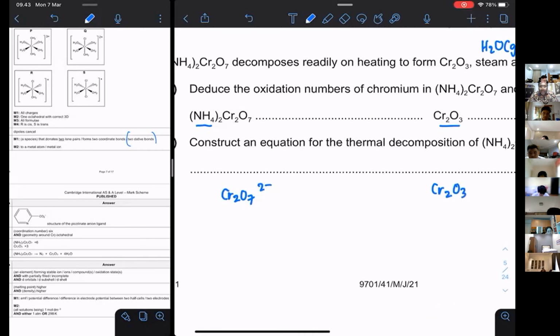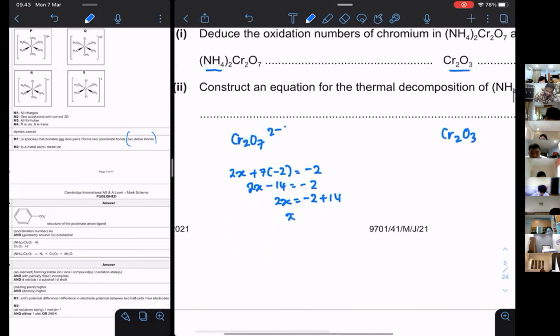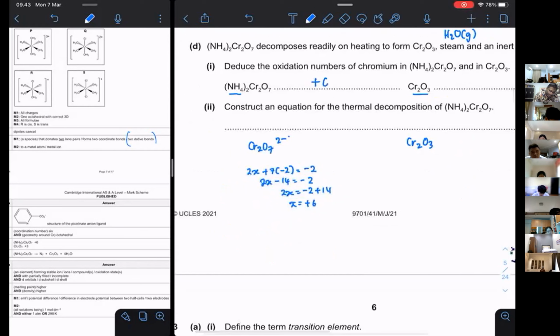If I want the oxidation number of chromium, I just put X. So 2X plus 7 times -2, since oxygen is always -2, equals -2. 2X minus 14 equals -2. 2X equals -2 plus 14, which is 12, so X is going to be +6. So the oxidation number is +6.